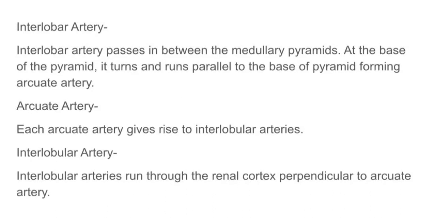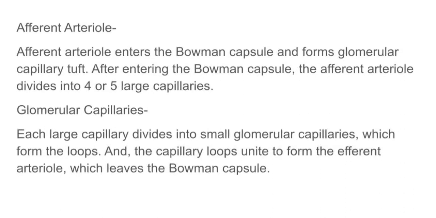At the base of the pyramid, it turns and runs parallel to the base of the pyramid, forming the arcuate artery. Arcuate artery. Each arcuate artery gives rise to interlobular arteries. Interlobular artery. Interlobular arteries run through the renal cortex perpendicular to the arcuate artery. Afferent arteriole. The afferent arteriole enters the Bowman capsule and forms the glomerular capillary tuft.